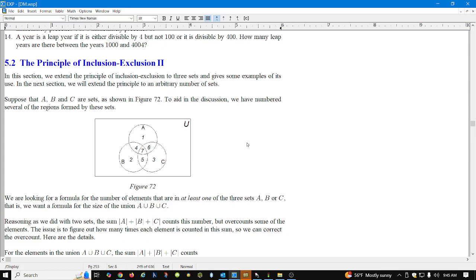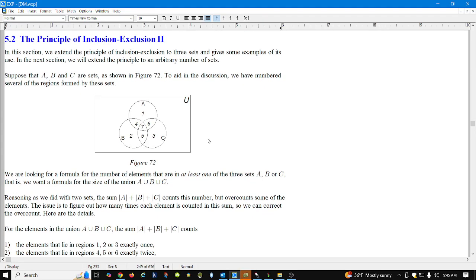So suppose we have 3 sets A, B, and C, and I've drawn a Venn diagram for those 3 sets, and I've numbered all of the individual regions in the Venn diagram. So region 1 consists of that part of A that is not in C and not in B. So it's just the white space here bordered by these lines, these curves.